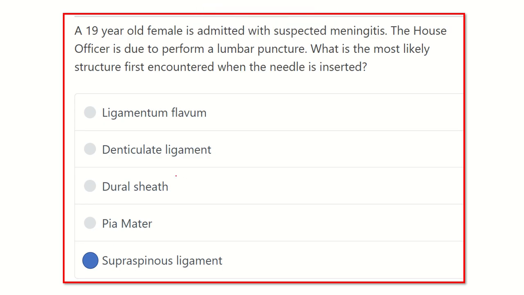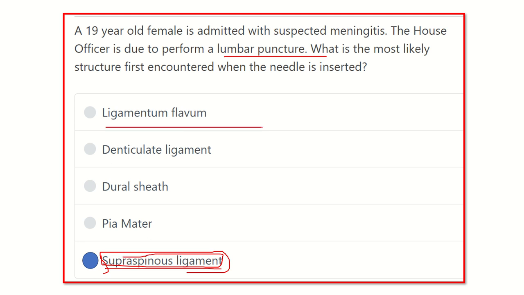So here our answer is ready. It is the supraspinous ligament. So for the lumbar puncture needle, first of all we have to encounter the supraspinous ligament. Other two structures are also present, such as the skin and superficial fascia, but they are not present in this option. So first structure, the supraspinous ligament, then the interspinous ligament, then ligamentum flavum.